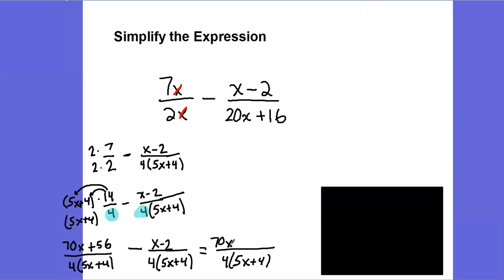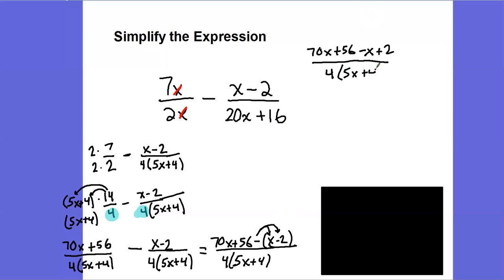So this is 70x plus 56. And if I subtract this, I'll do it step by step. We're subtracting that grouping, and we're going to want to distribute that negative. So I'm going to go up here to finish my work. So 70x plus 56 minus that positive x. So just minus x minus the negative 2. That's just going to be plus 2. And the denominator, nothing changing there. 4 times the quantity 5x plus 4.